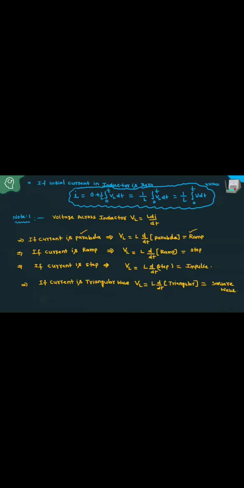If current is sine wave, what is the voltage across the inductor? Which waveform, sir? Yes, it is a cosine wave. Differentiation of sine will give the cos. Like this you have to identify. Sometimes it will give exactly opposite. If you write exactly opposite, note 2 I am writing.